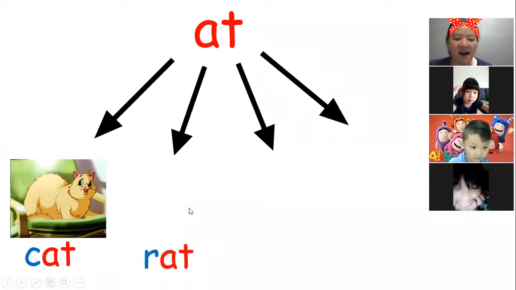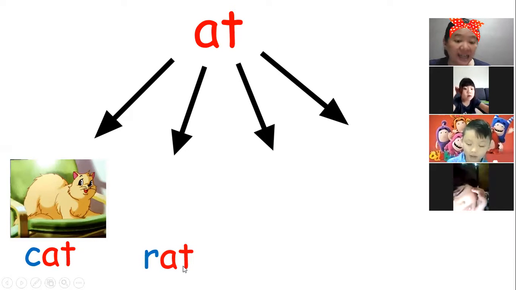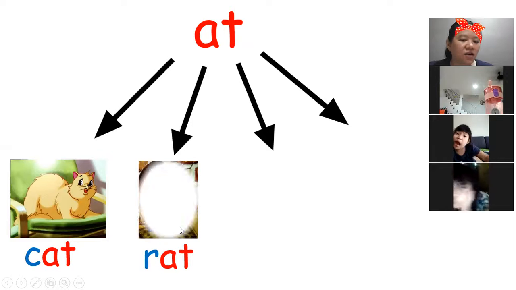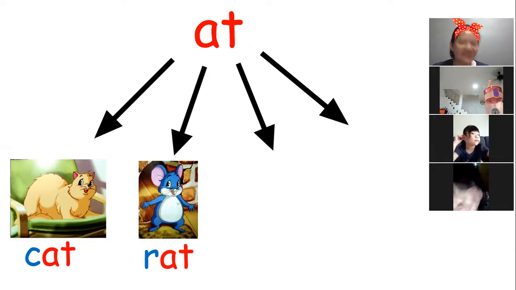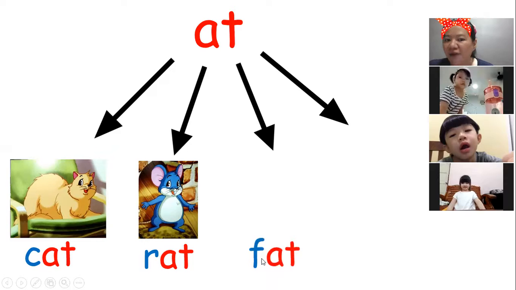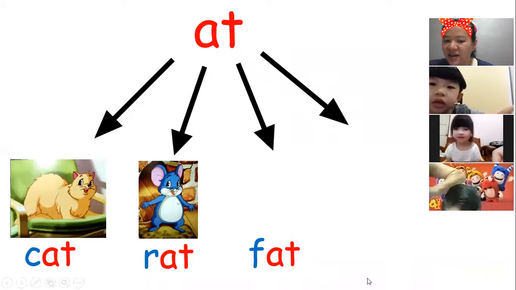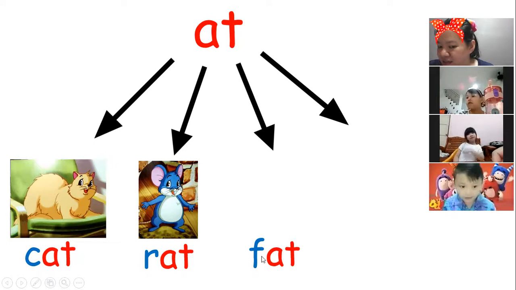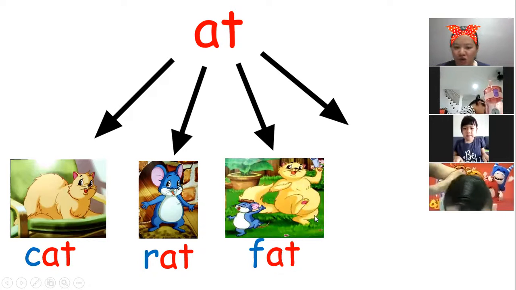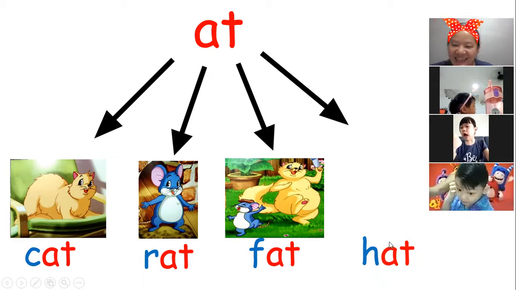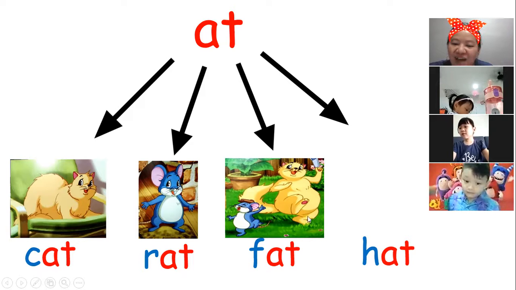And this is R. R. R. R. R. R. R. R. R. And then we have this F. F. F. Look at the tummy. Okay. Who is fat? Okay. Yes, and the red is H.